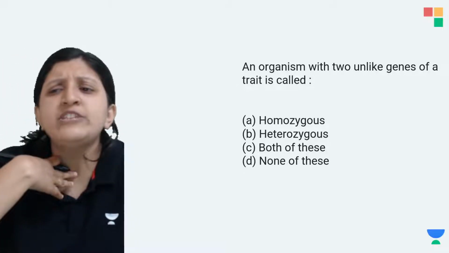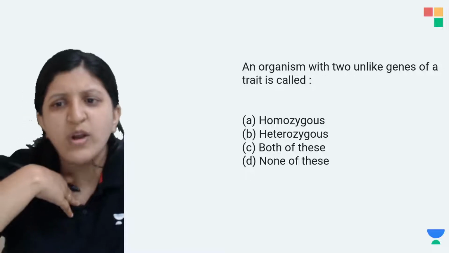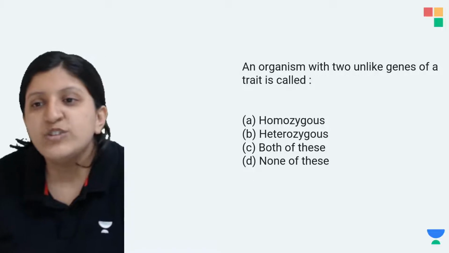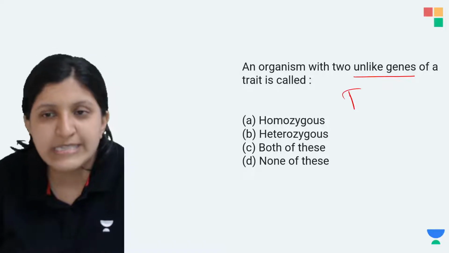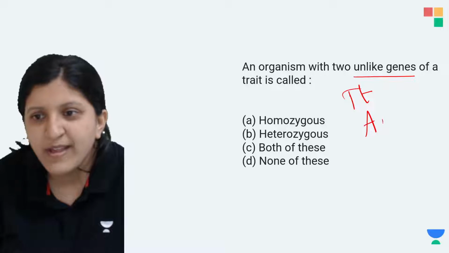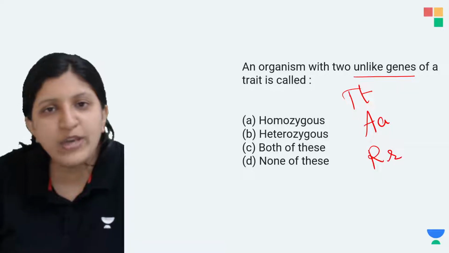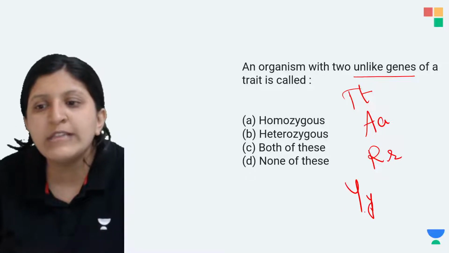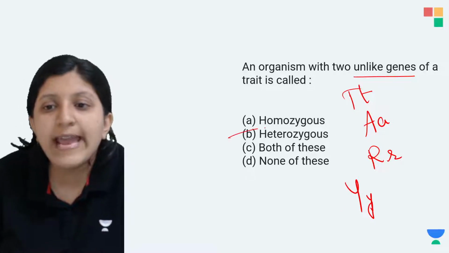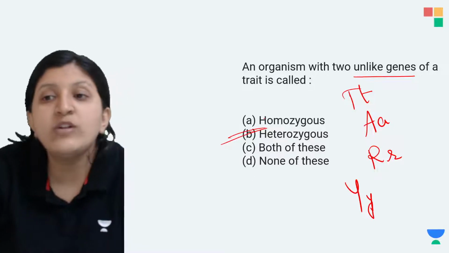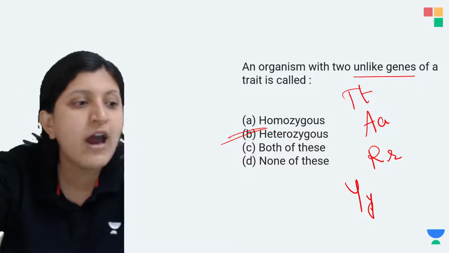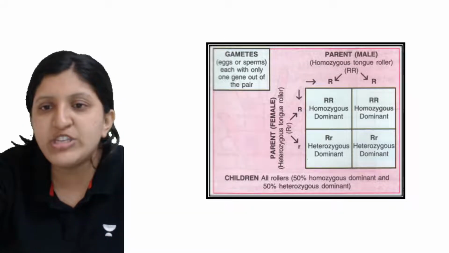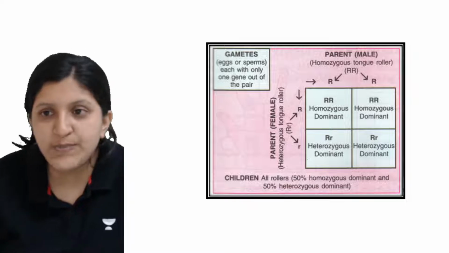An organism with two unlike genes of a trait is called homozygous, heterozygous, both of these, or none of these? Two unlike genes, not this case, but this case. So what do we call this condition? This is a heterozygous condition, because the two alleles of a gene are not alike, they are unlike. This is the example mentioned, with respect to tongue rolling.